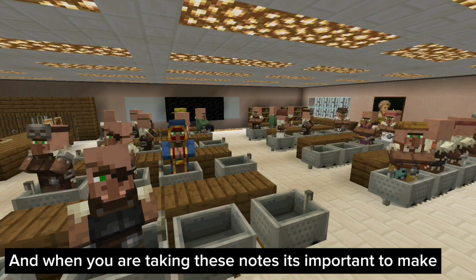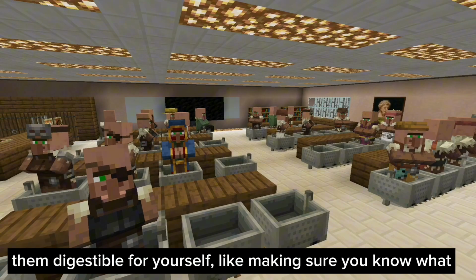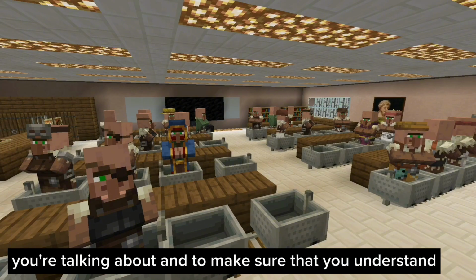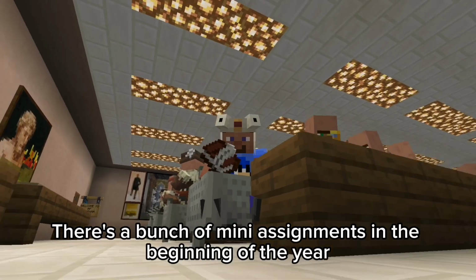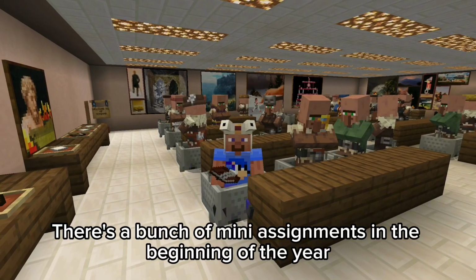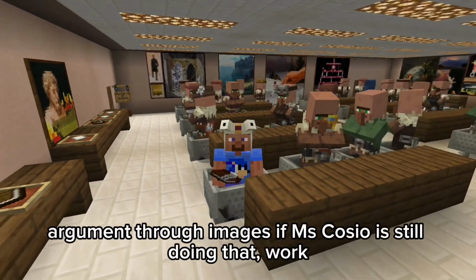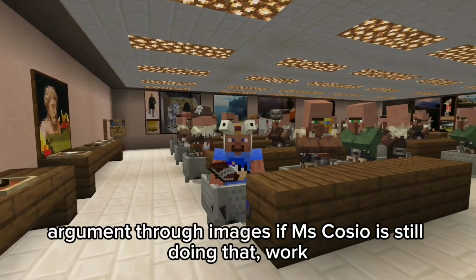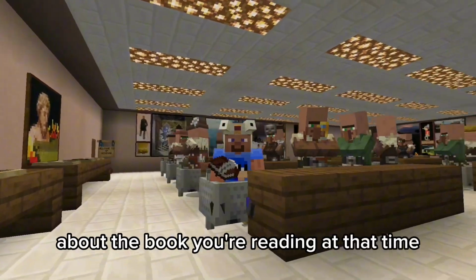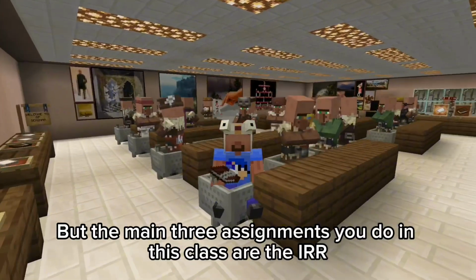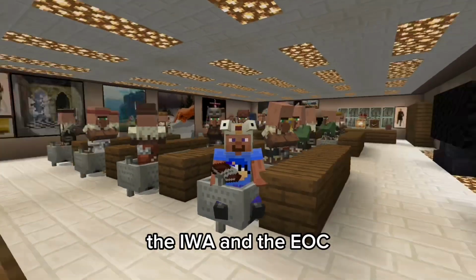When you are taking these notes, it's important to make them digestible for yourself, making sure you know what you're talking about and that you understand and learn it in your own way. There's a bunch of mini assignments at the beginning of the year. There's nothing major, just assignments here and there, argument through images if Ms. Cosio's still doing that, work about the book you're reading at that time. But the main 3 assignments you do in this class are the IRR, the IWA, and the EOC.